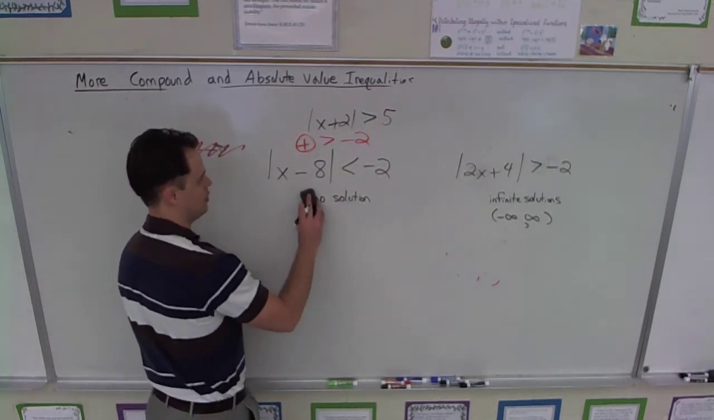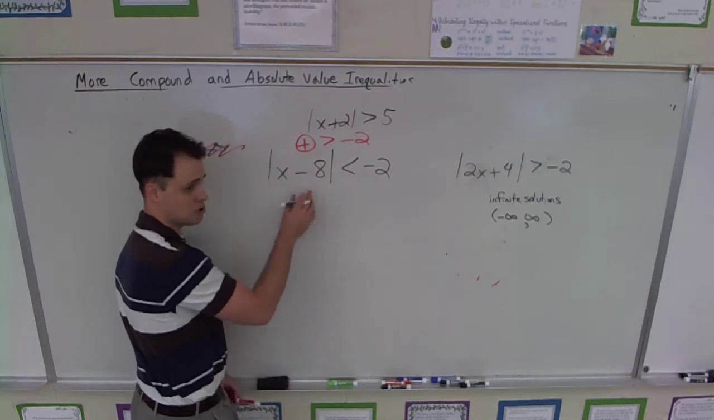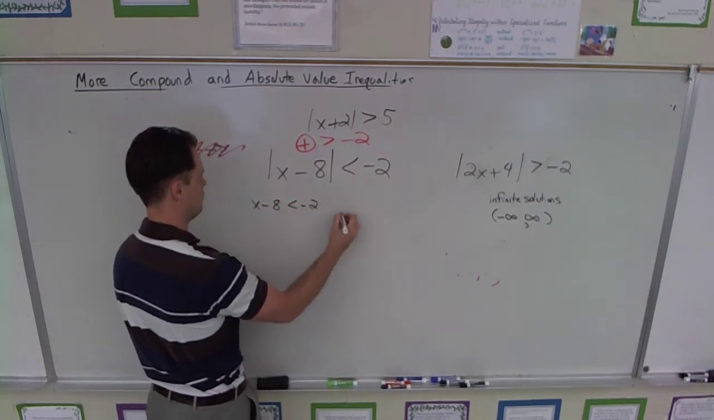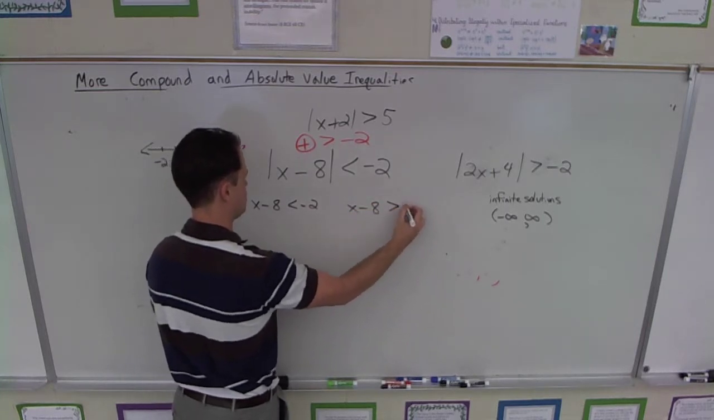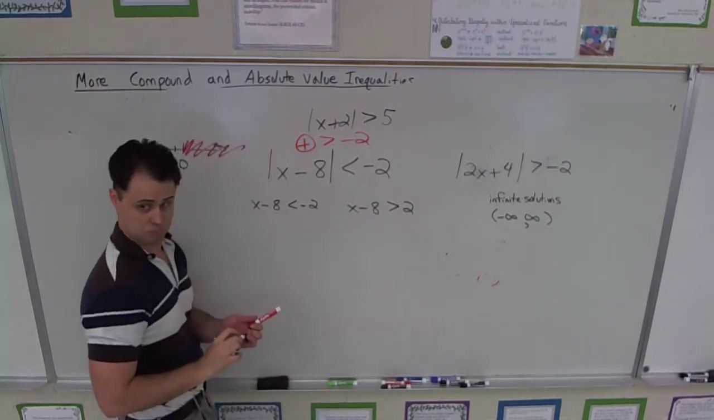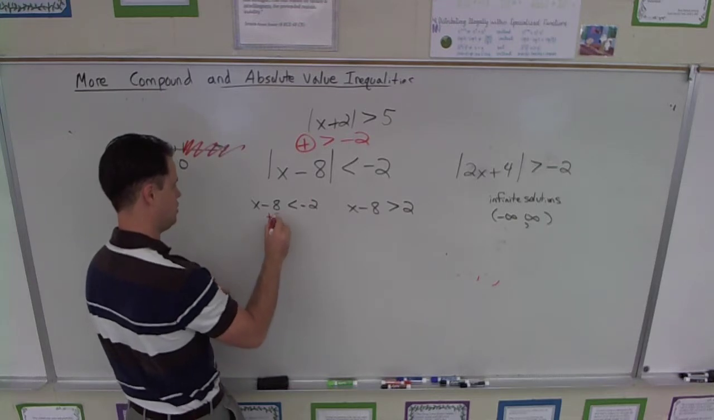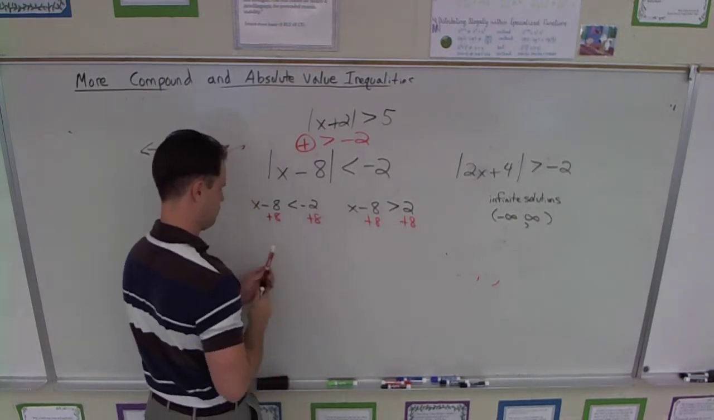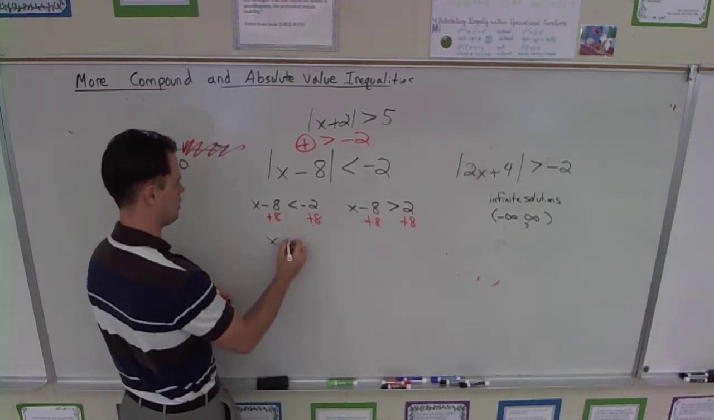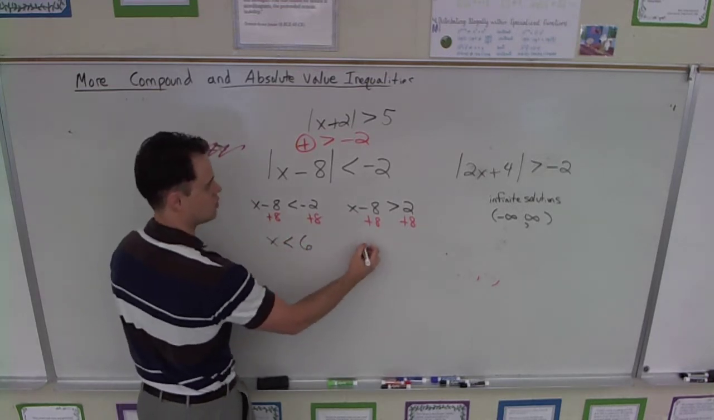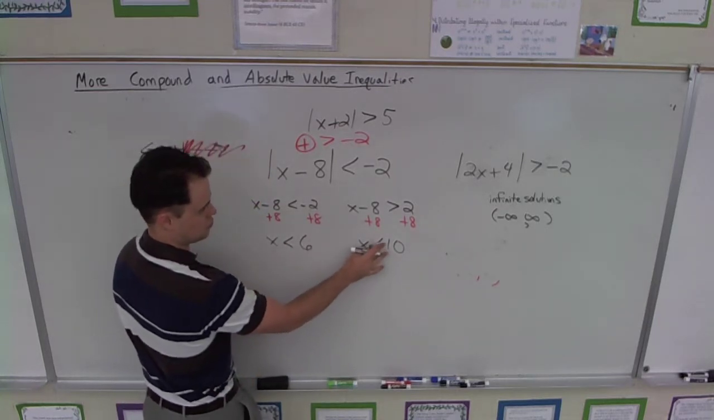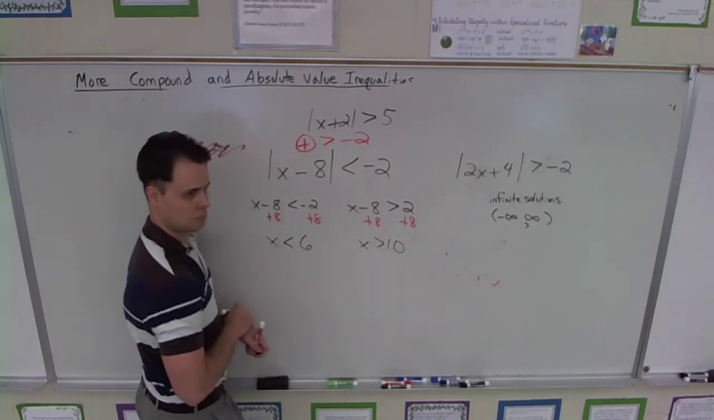Now, if you didn't recognize that, like let's say you didn't recognize that, remember this one's no solution. Let's have a look. We go like this, right? Switch, switch. Plus 8. Plus 8. So this one says x is less than 6. This one says x is less than 10. Oh, whoops. More than 10.